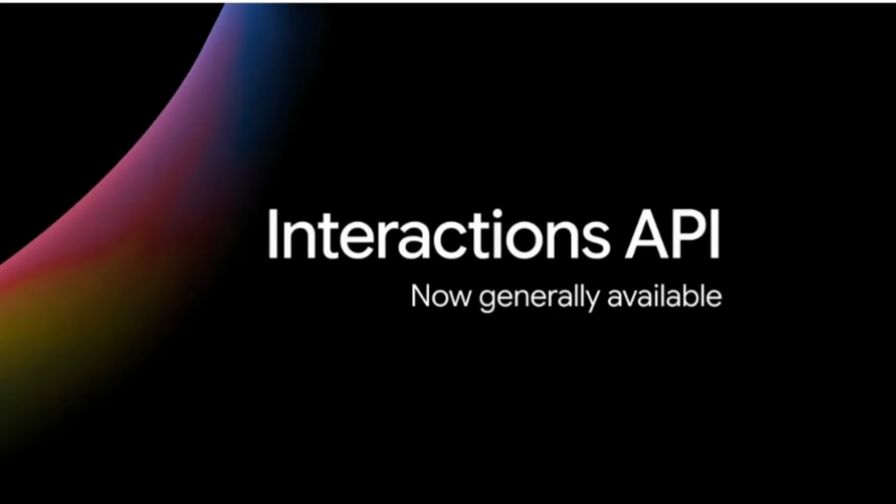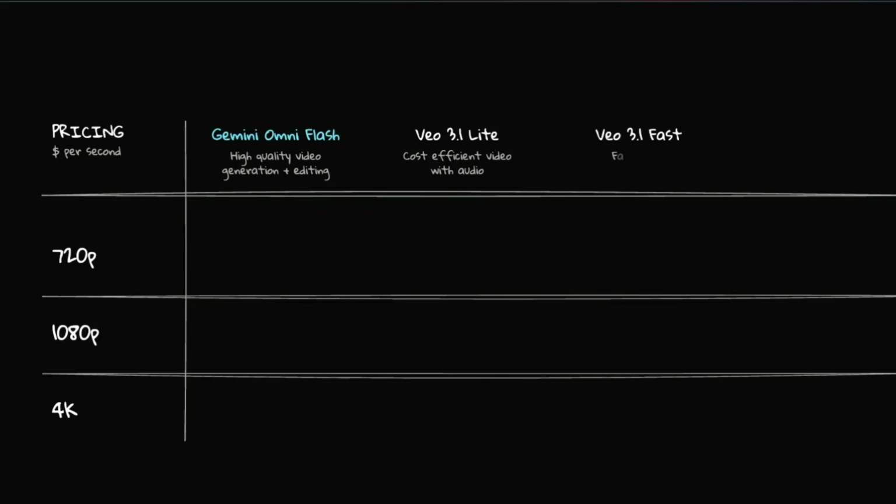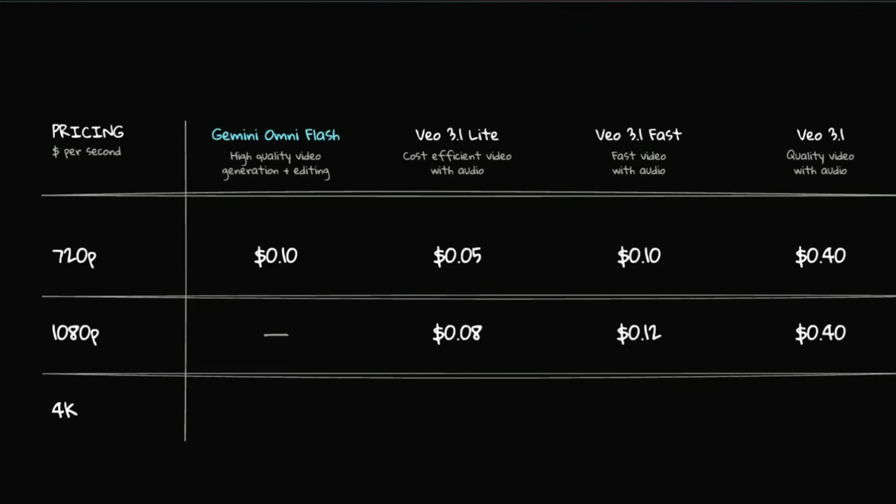So let's get started. You can use this in Google's new Interaction API. Now, the Interaction API supports some pretty neat new capabilities which were not available in the other video generation models. But before that, let's look at pricing, because this is what a lot of people were interested in. Now, this is built on top of the Flash model. It's actually called Gemini Omni Flash. And the pricing is actually similar to Veo 3.1 Fast. So this is a pretty capable model at a reasonable cost compared to the original Veo 3.1.